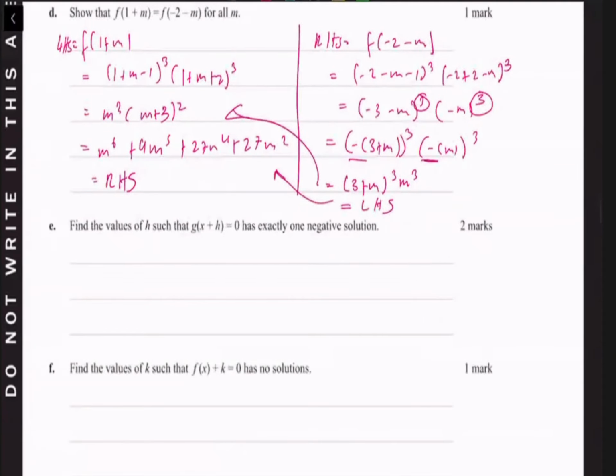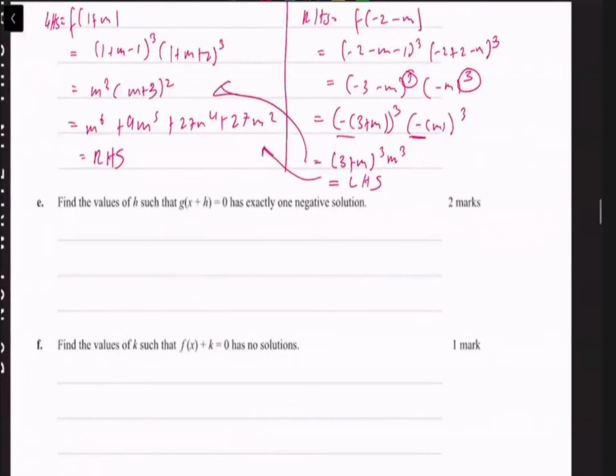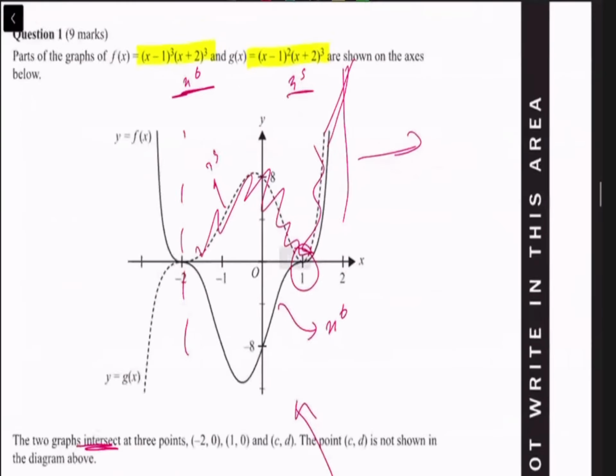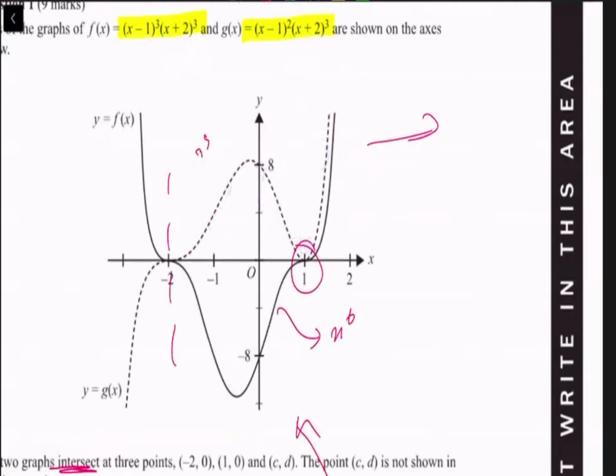So find values of h for which g(x + h) has one negative solution. So it's asking for a translation to the left for which there's only one x-intercept that's negative. If we look at the graph of g(x), oh, this is a mess. g(x) is the dotted graph here, this one. So we're going to have to move it to the left and to the right so that it only has one x-intercept.